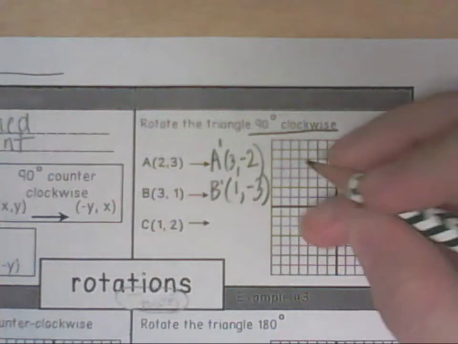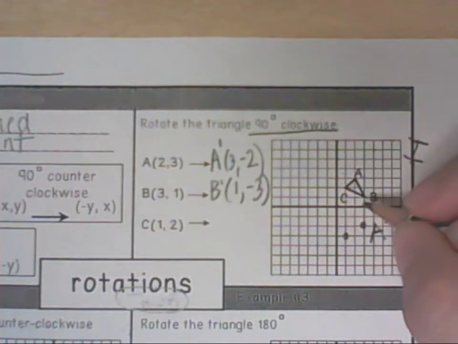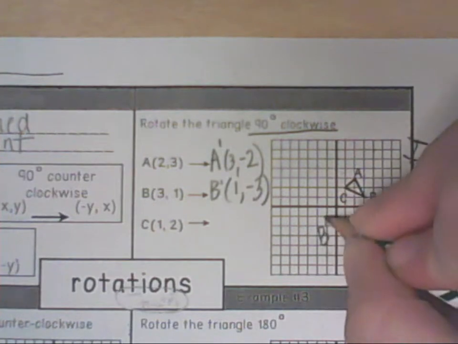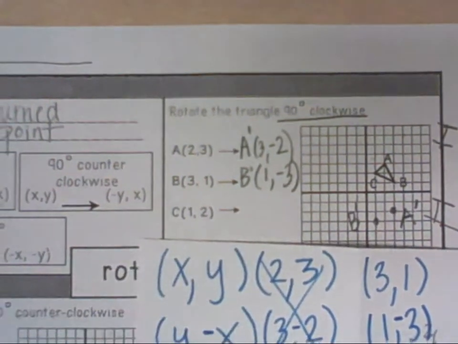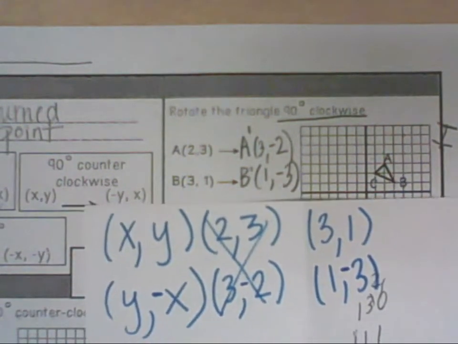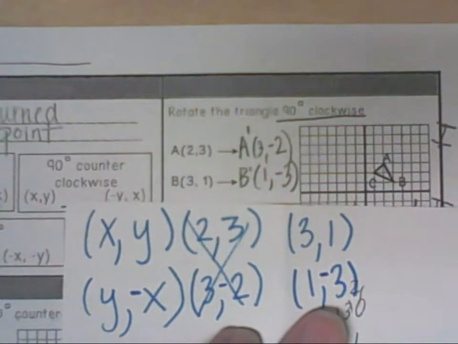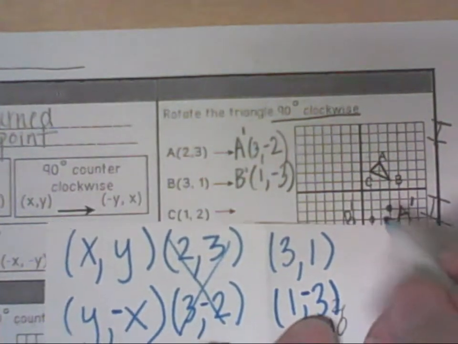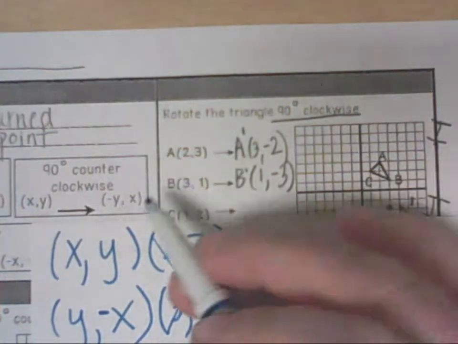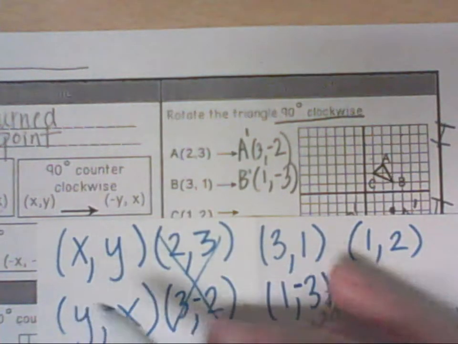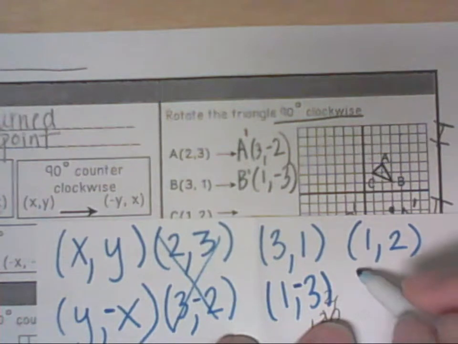And that, guys, is B prime. Okay? All right, let's try the next one. Our ordered pair for this one is 1, 2. That's just how I see it, okay? So my rule says I need to flip them.